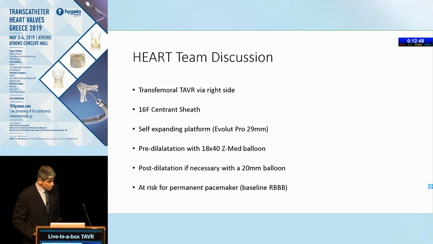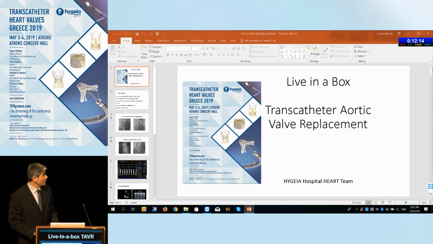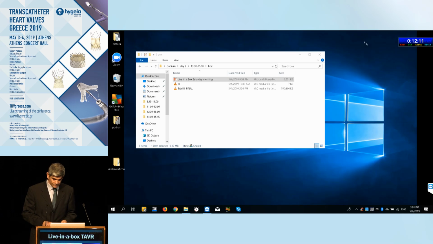The plan was to go transfemoral with a 16 French central sheath. We would use a self-expanding platform instead of a balloon expandable for the risk of annulus rupture with a heavily calcified aortic root. We would pre-dilate with an 18 millimeter ZMED balloon and post-dilate if necessary, but fairly conservatively just to prevent any risk of root injury. Obviously, the patient with a pre-existing right bundle branch block was also at a high risk for developing complete heart block, and that was also in our mind.